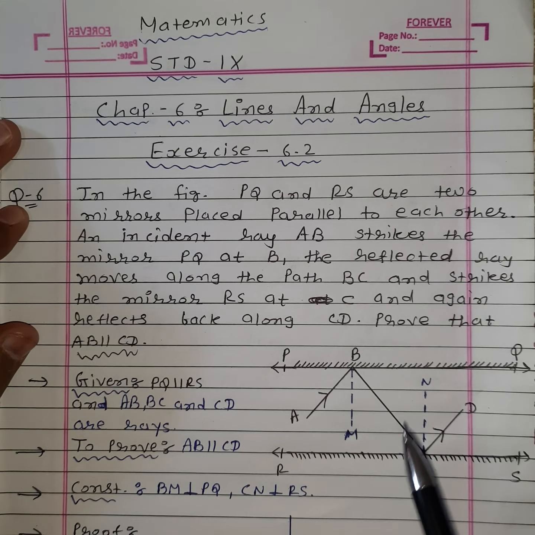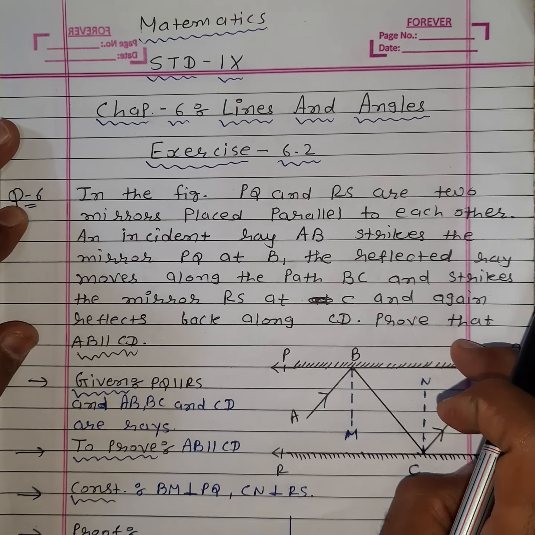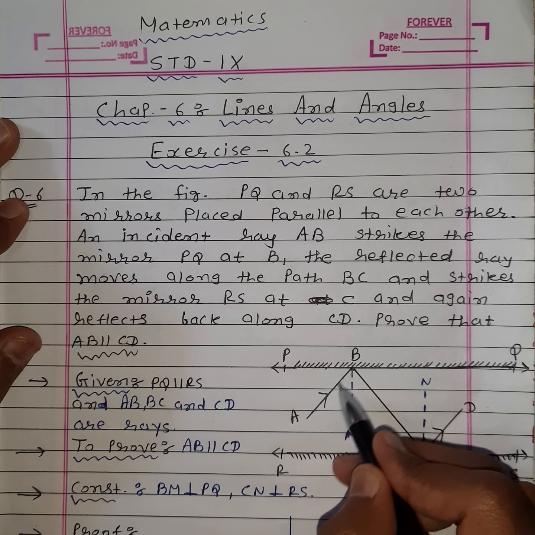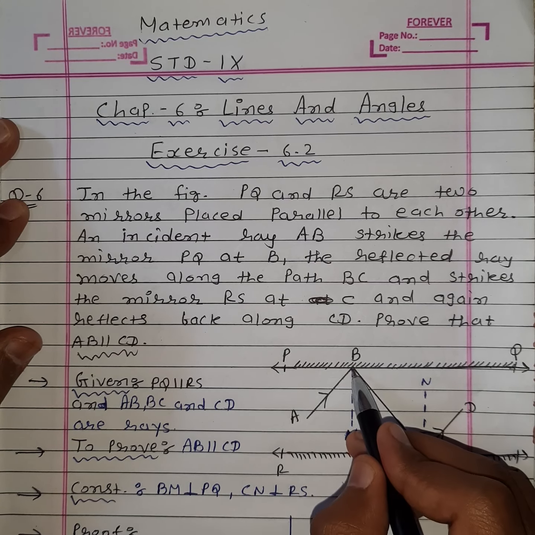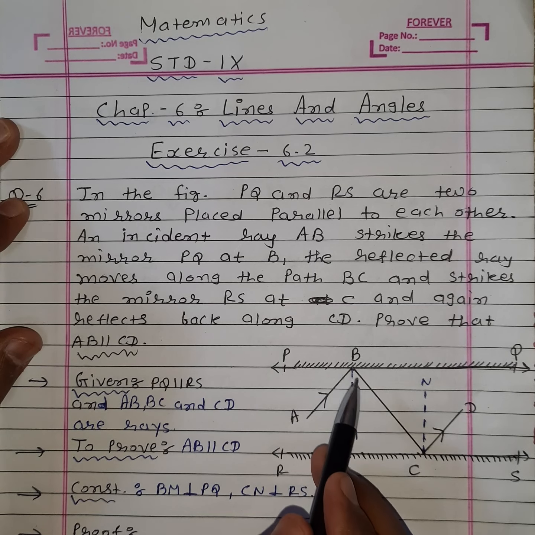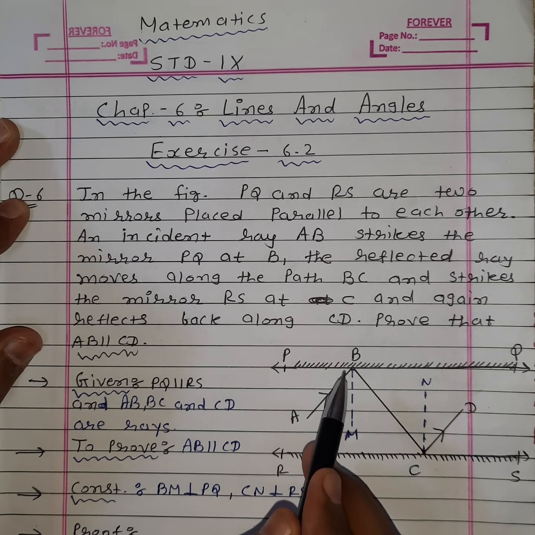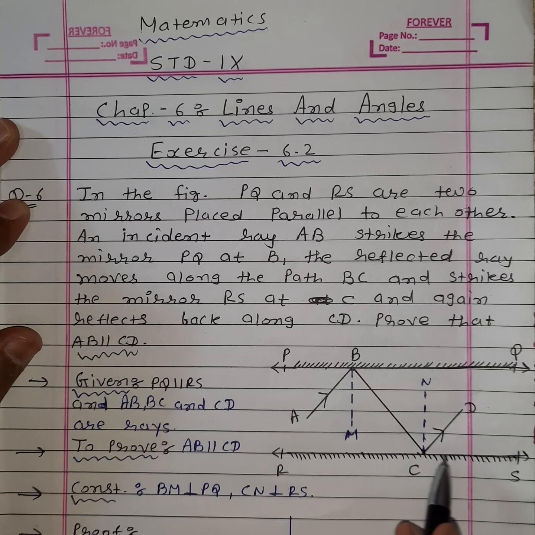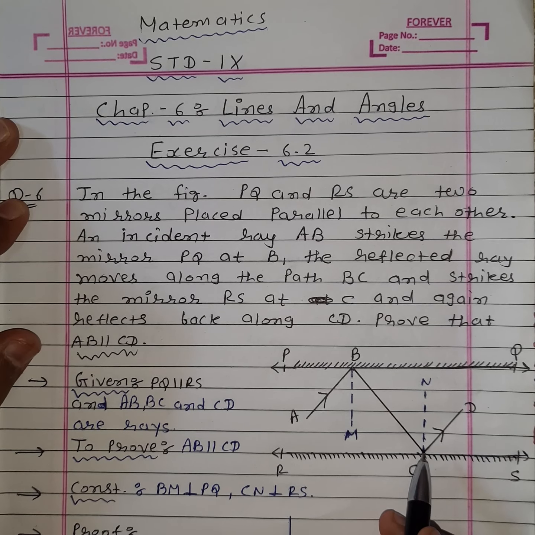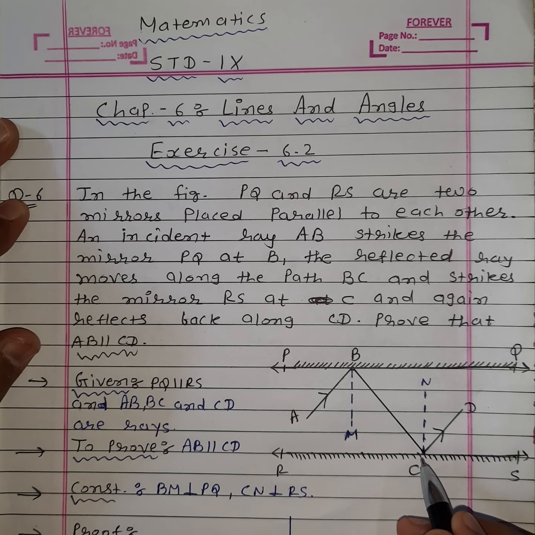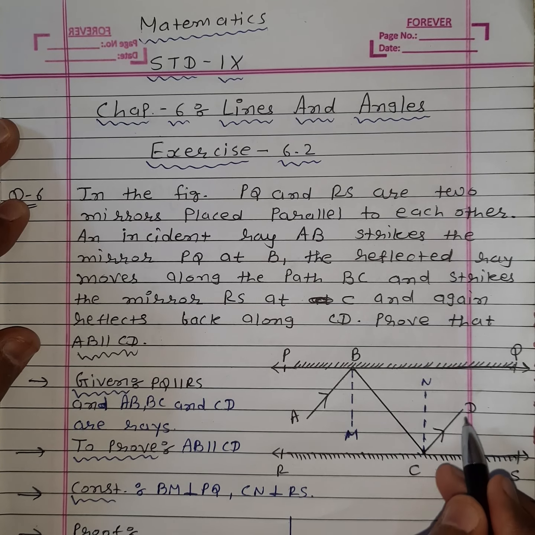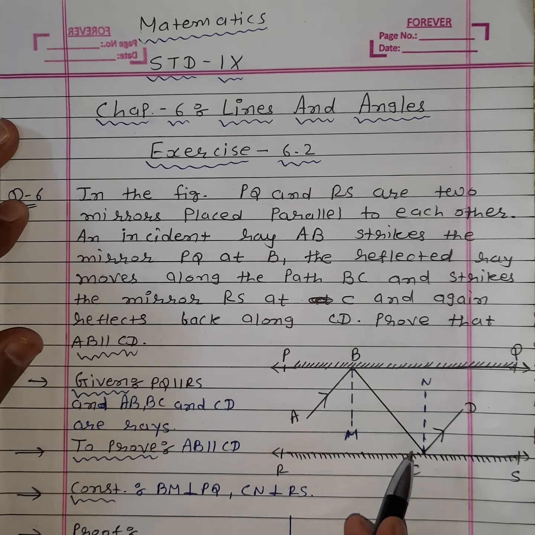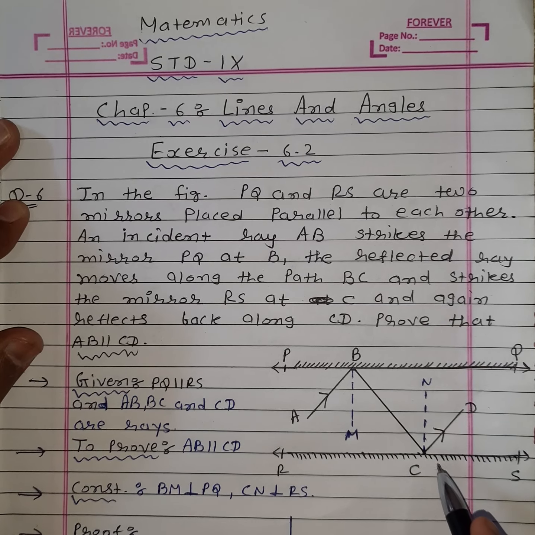So students, in this question, PQ and RS are the two mirrors placed parallel to each other, and there is an incident ray AB, right? This ray AB strikes this mirror PQ at point B, and it reflects along the path BC. As you can see, this is the reflected ray BC, right? And again it strikes mirror RS at point C, right? And from this point C, it reflects back along the path CD, right? So basically AB is an incident ray, and then from point B, BC is the reflected ray, and again CD.